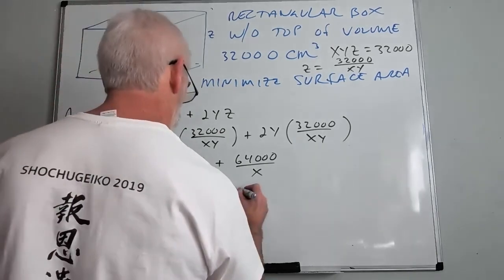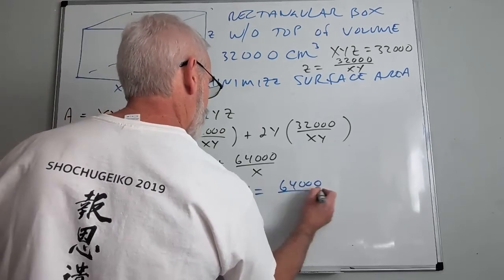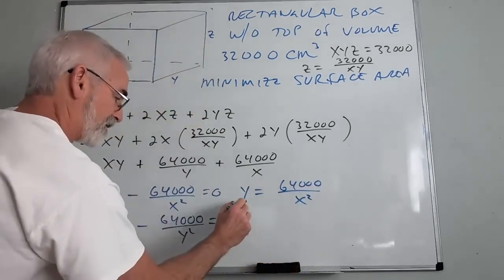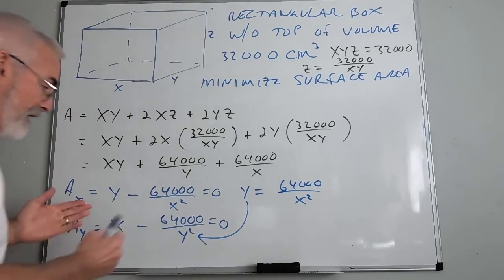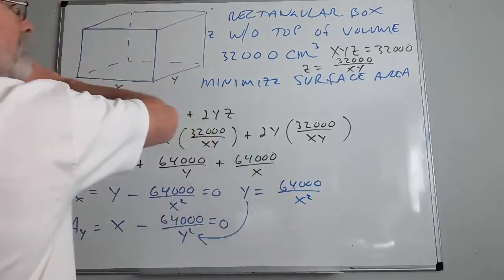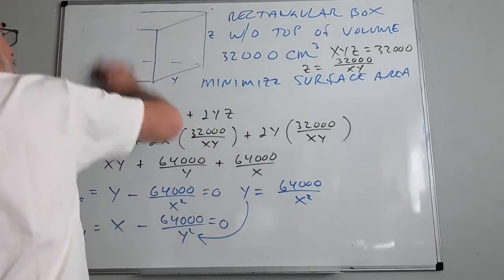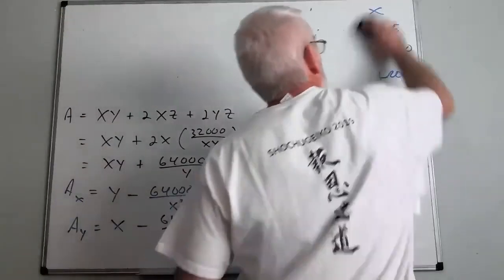So go back to here. This says that Y equals 64,000 over X squared. Now what I want to do is take that Y and just insert it there. The reason I want to do that, I will then have one equation with only X's. Let me go ahead and, not my favorite step, but I need to do this.